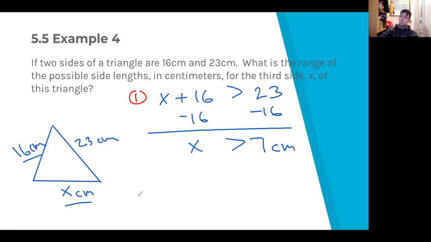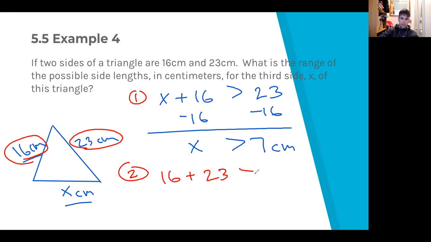What about if it's the biggest side of the triangle? This will be our second case. So let's say if this is the biggest, that means that these now are the smallest. So 16 plus 23 has to be greater than the biggest side, which is now x. Add those together, I get 39 is greater than x centimeters. So these two solutions give me a lower bound and an upper bound for the length of my third side.